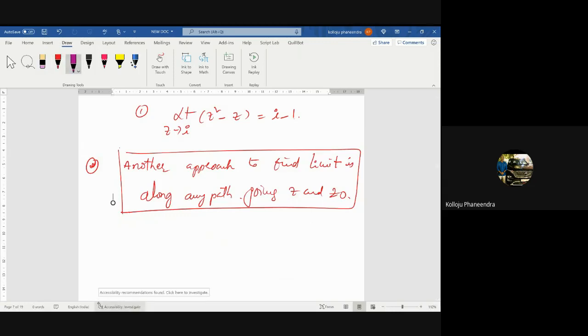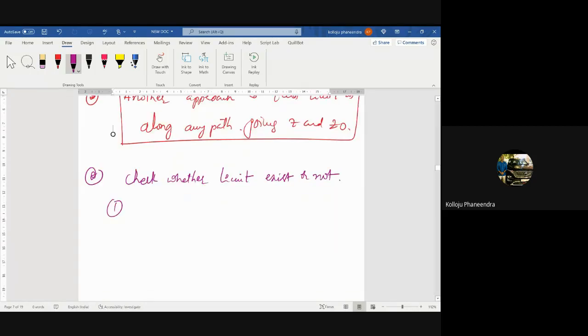The first problem is to check whether the limit exists or not. First question: limit as z tends to 0 of z by mod z. See, I'm approaching along any path joining z and z naught.